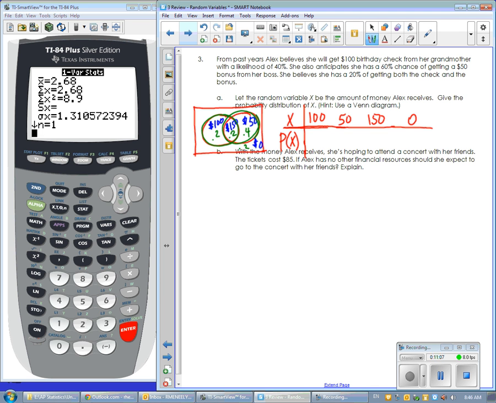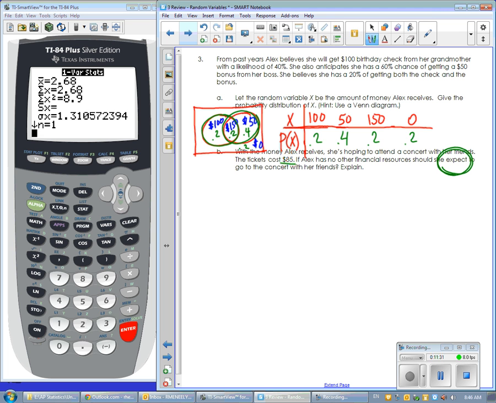Now I can complete my probability distribution. 20% chance of getting $100, 40% chance of getting 50, 20% chance of getting 150, and 20% chance of getting nothing. With the money that she receives, she's hoping to attend a concert with her friends. The tickets cost $85. If Alex has no other financial resources, should she expect to go to the concert with her friends?